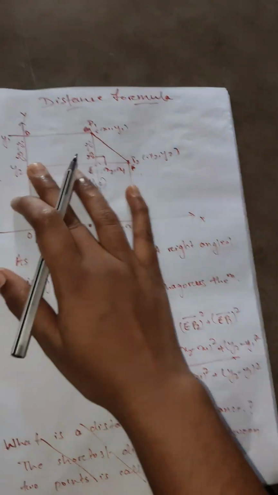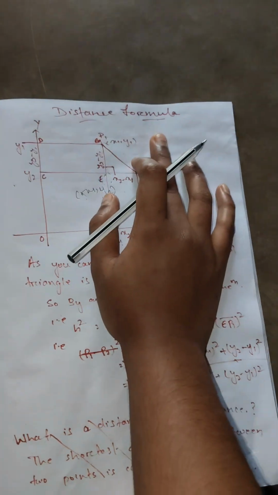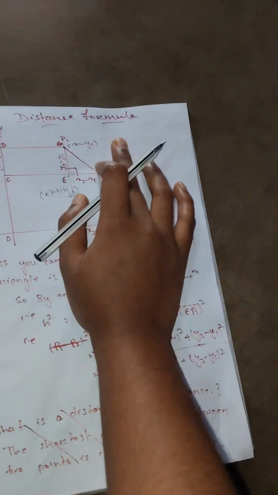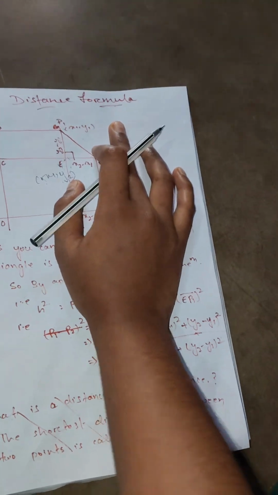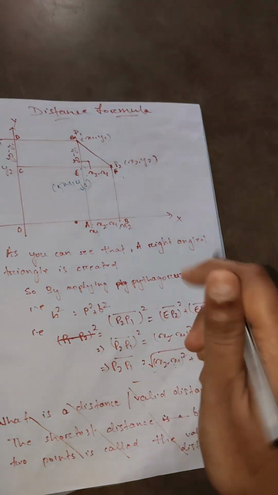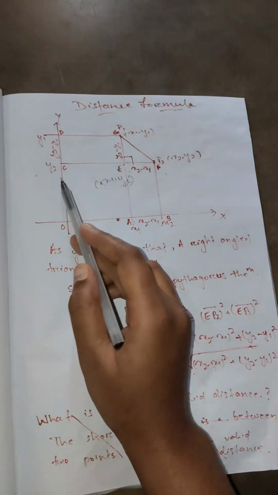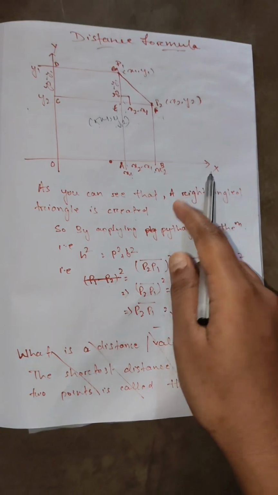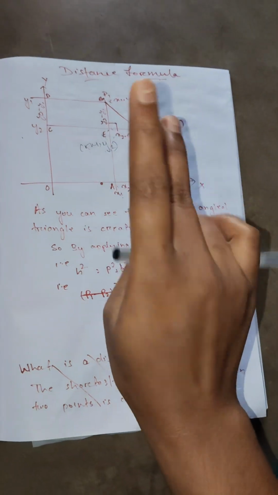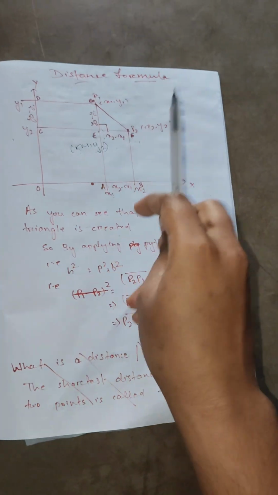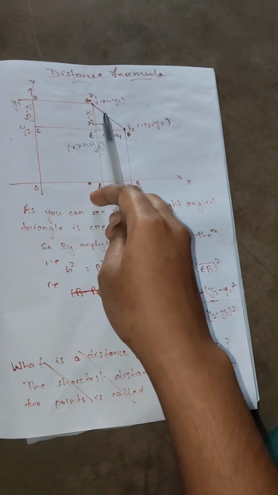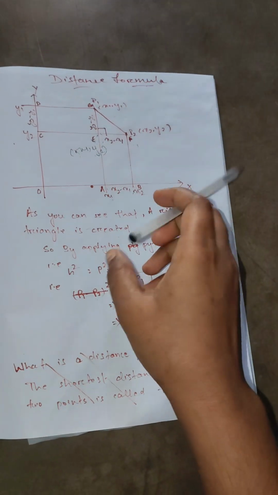Now let's discuss the distance formula of a straight line. The distance formula says that we have to derive the distance between 2 points situated in the plane. As you can see, I have drawn the xy Cartesian plane on which I have placed 2 points named P1 and P2 having coordinates (x1, y1) and (x2, y2).